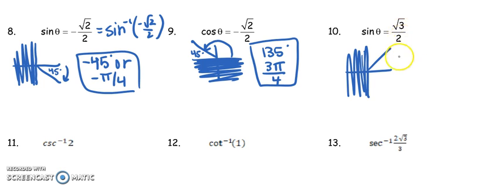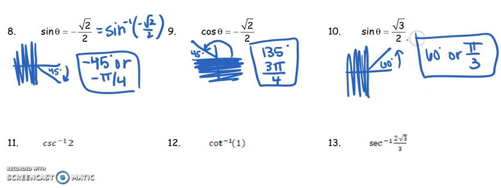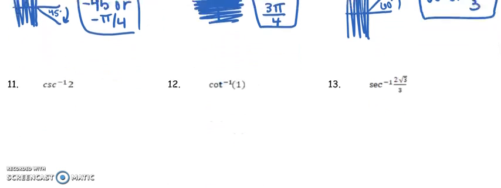Inverse sine of a positive, so sine you're not allowed to go here, positive goes here. When is sine root 3 over 2? It's root 3 over 2 at 60 degrees. Calculate the angle, so this is 60 degrees or pi over 3. Done with that. So now let's move on to the reciprocals.